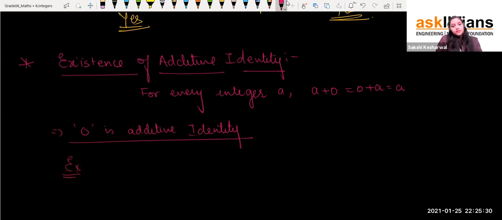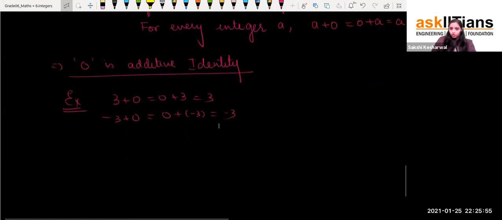For example, 3 plus 0 is equal to 0 plus 3 is equal to 3. If I say minus 3 plus 0 is equal to 0 plus minus 3 is equal to what? This is equal to minus 3, right or not? So if you add 0 on either side, you will get the same answer. So 0 is known as what, beta? Additive identity, and surely we'll be seeing what is the use of it, right?